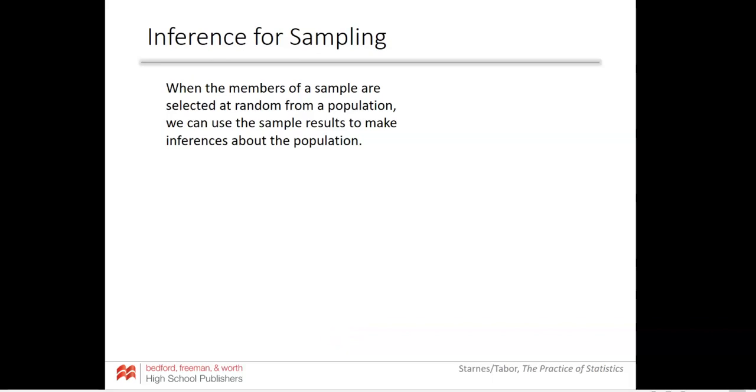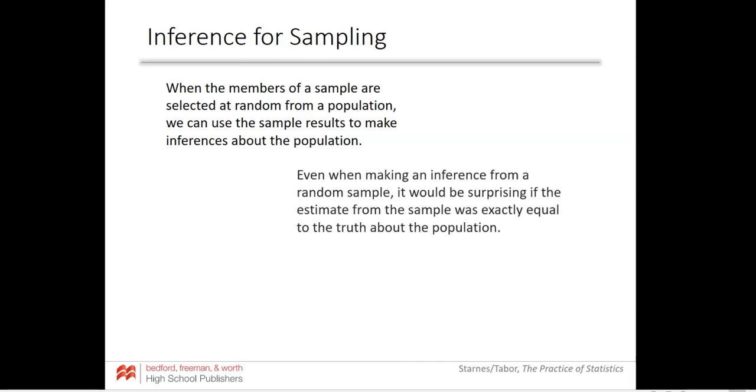Okay, this is lesson 4.3a. So when you select members from a sample at random, we can certainly make an inference about the population. Now, what makes that inference more exact or a better kind of prediction? It would be surprising if you got it exactly, right? We just took a small sample.